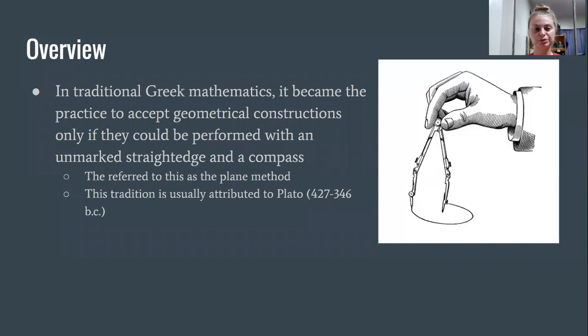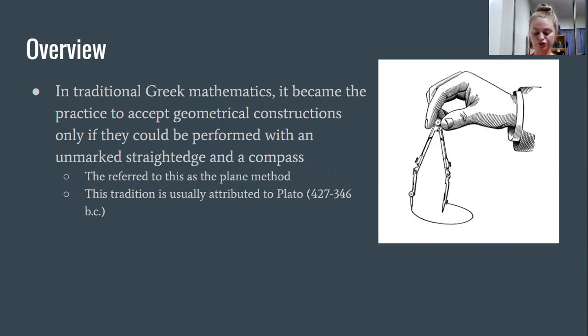So starting with just a brief overview, it became the practice in traditional Greek mathematics to accept geometrical constructions only if they could be performed with an unmarked straight edge and a compass. This custom is derived from the first three postulates of Euclid's Elements. Although none of these postulates refer directly to a straight edge or a compass, this tradition is usually attributed to Plato, and it has become a vital part of Greek geometry.